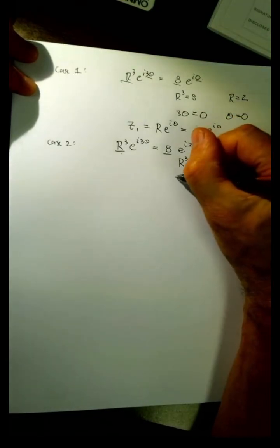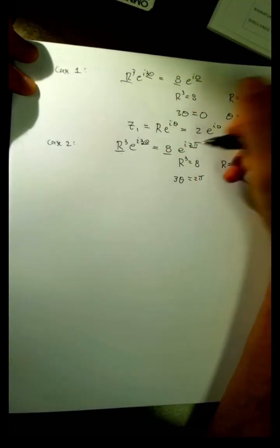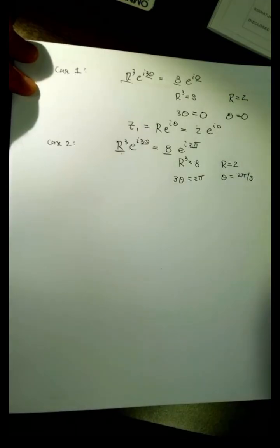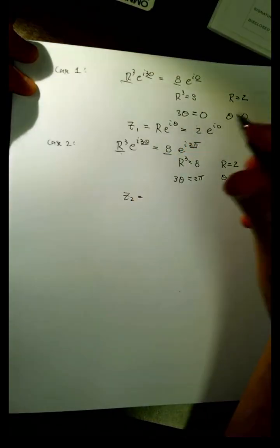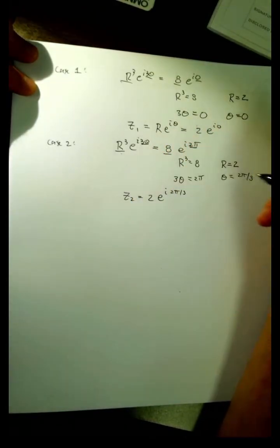And by convention, that's a real number. And now the angles have to match. So that angle, 3 theta, has to be equal to 2 pi. So now my angle is 2 pi over 3. So this says that Z2 is going to be 2 e to the I 2 pi over 3.